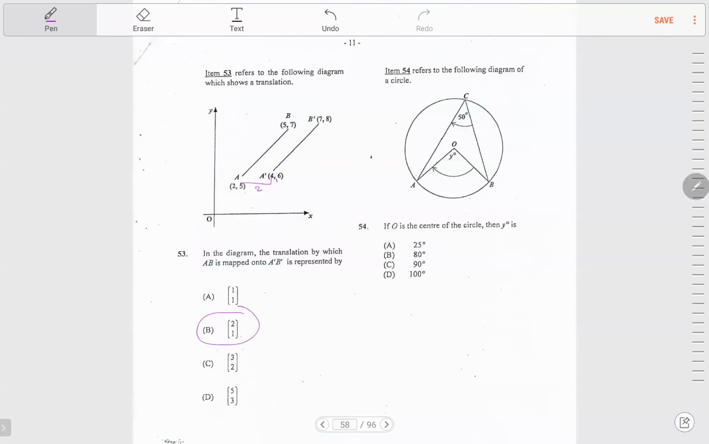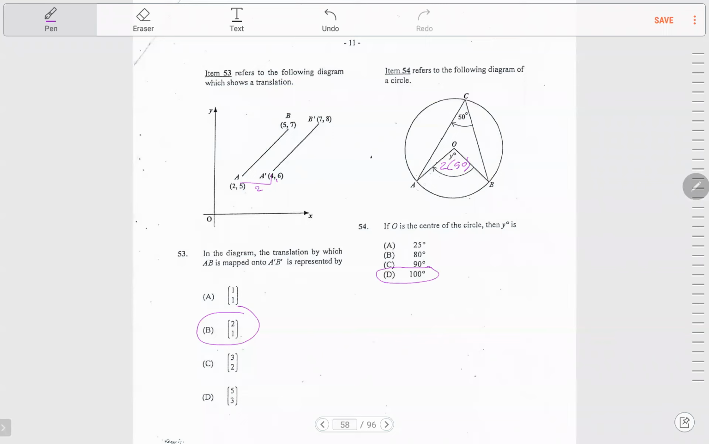And then this one, we don't do this one yet. Question says, O is the center of the circle, then what is Y? Remember, those two angles are subtended by this arc. Angle at the center is twice angle at the circumference. Circle theory. This becomes 2 times 50, which is 100. So the angle there is 100. So Y is 100.